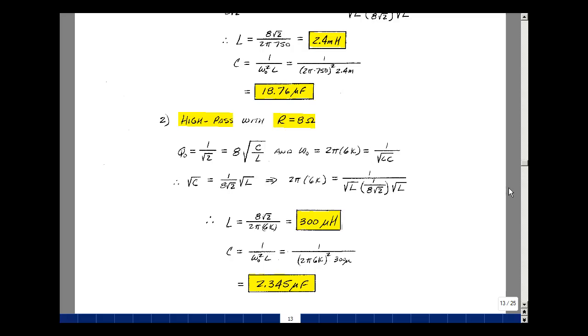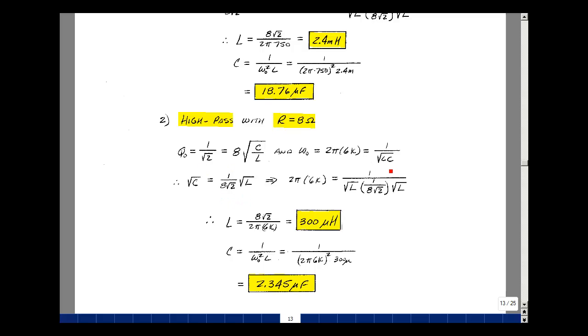Likewise for the high pass, we had that Q naught was 1 over the square root of 2, and that was equal to R times the square root of C over L, and we're looking now at a corner frequency of 6 kilohertz, so 2 pi times 6k would equal our omega naught, which is 1 over the square root of LC. So from this formula here, we can think of this again as the square root of C divided by the square root of L. So bring this over here as the square root of L, and then divide by 8, that's our value for the square root of C.